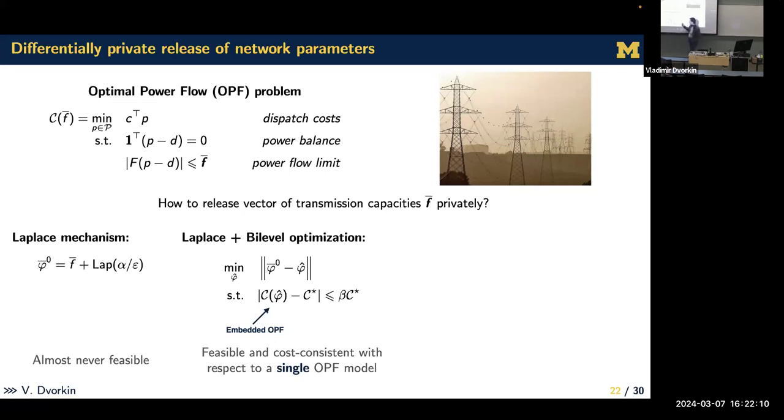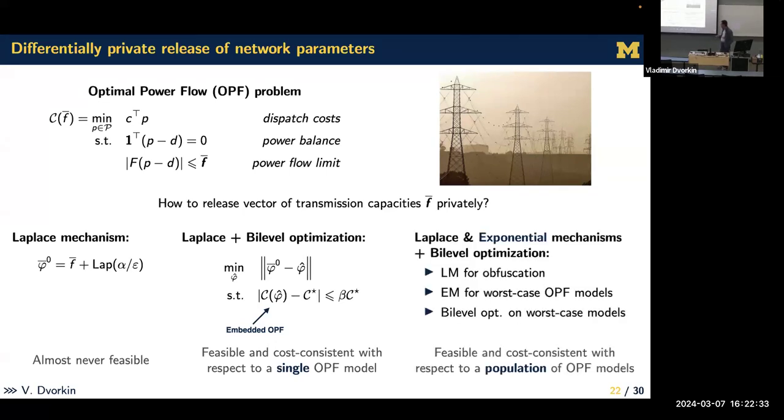The problem here is that this approach works well for an instance of an OPF model for a fixed value of demands or generation parameters. In the real world, we have system parameters varying; demand changes all the time, wind power generation changes all the time. So we need a synthetic data set that will be feasible and cost consistent with respect to a population of different operating conditions. And for that, that's why we use the Laplace and exponential mechanism.